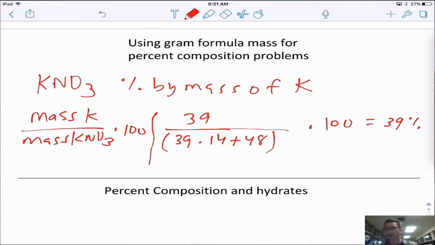Now this is just a coincidence because it turns out that the gram formula mass is pretty much out of 100. But the process would be the same.